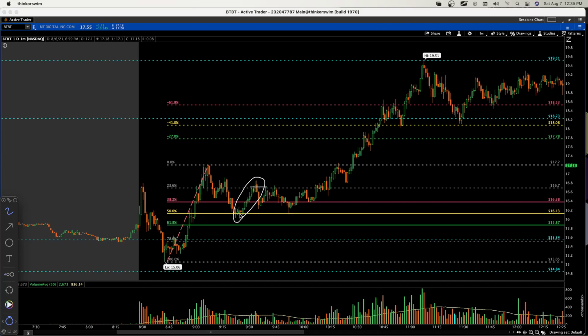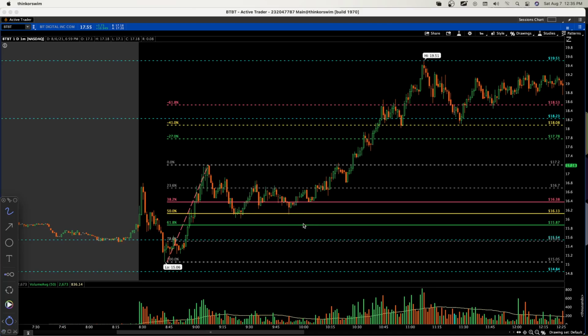Or maybe you want to scale out at each fib level. You took the trade off of the 50. Maybe you want to scale some out here. Maybe you want to scale some more out here. And then it's up to you if you want to keep riding the trade until it starts bouncing back up. Because there's never any guarantees. Once it gets down here, it can be just totally finished.